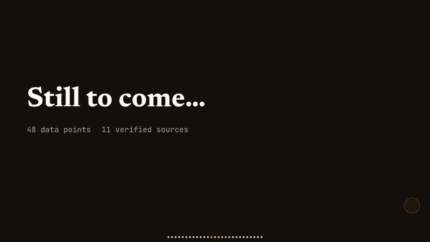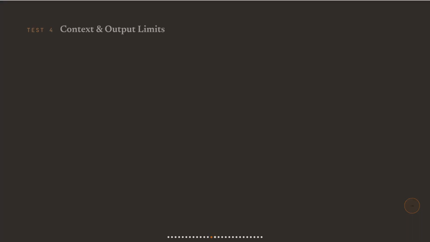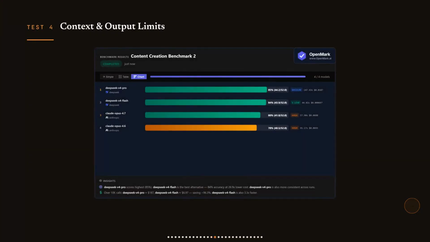Okay, so DeepSeek V4 Pro is cheaper and faster, but there are still 2 tests to go, and one of them is about how much code you can actually feed the model in a single shot. That dimension could completely change which model is right for your specific workflow, so let's get into it. Test 4 is context and output limits, and this is the one where a hard ceiling can wreck your whole session.